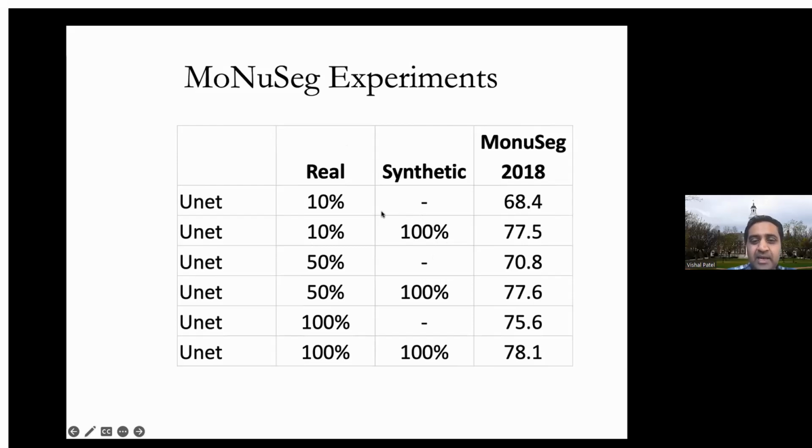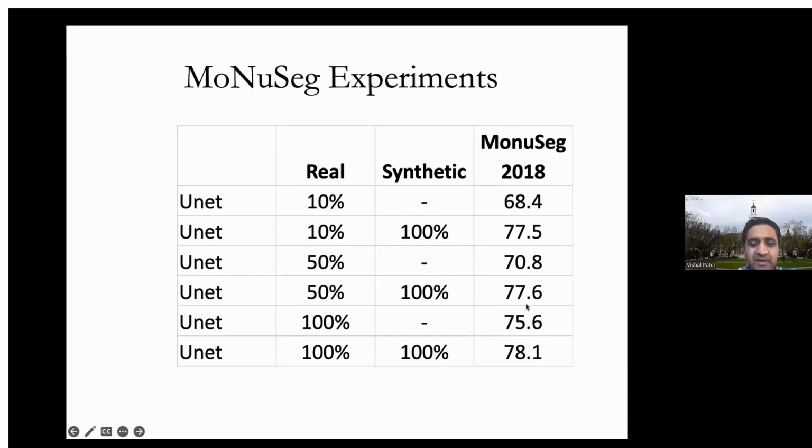And as soon as you enlarge the training set, you see a significant boost in the performance. Then we increase the number of training samples to 50% of the real samples, and we see an increase in performance. And then we also add some synthetic data, and we see a boost there as well.